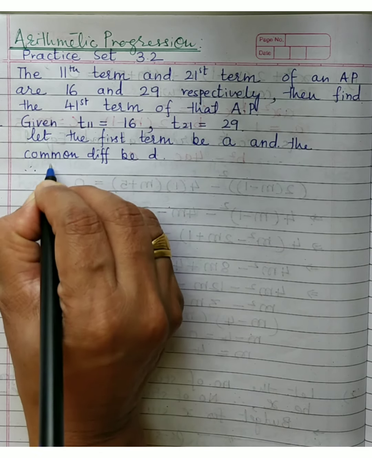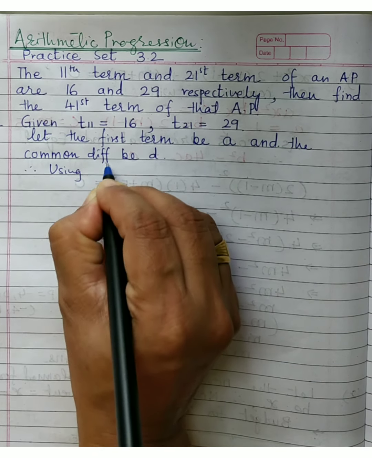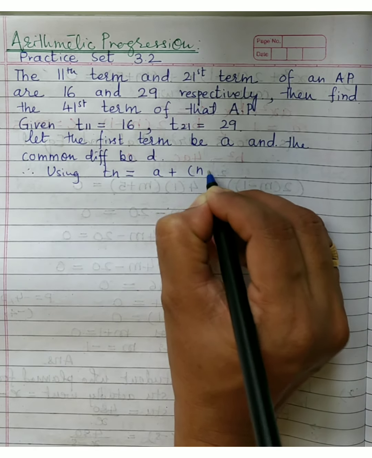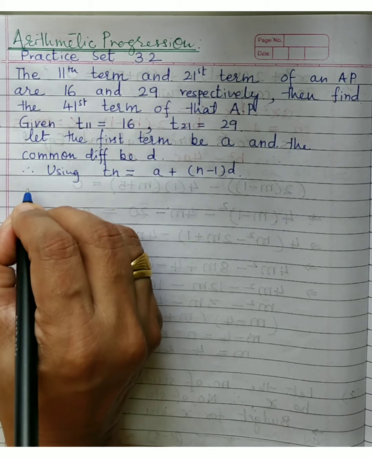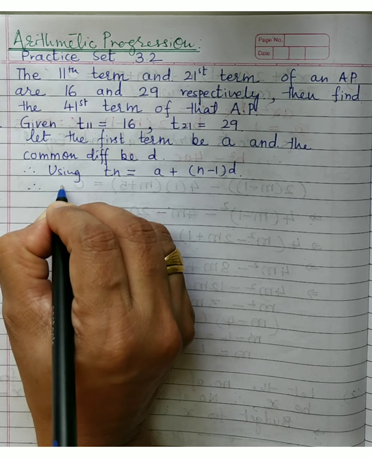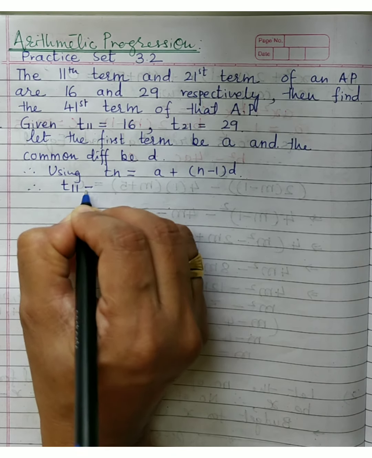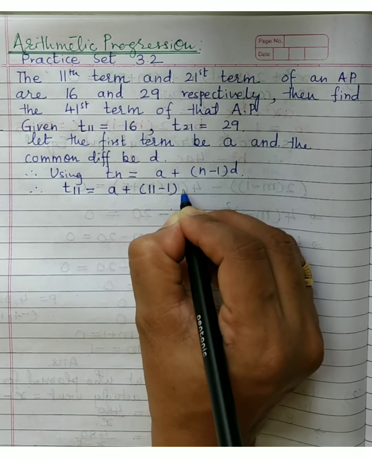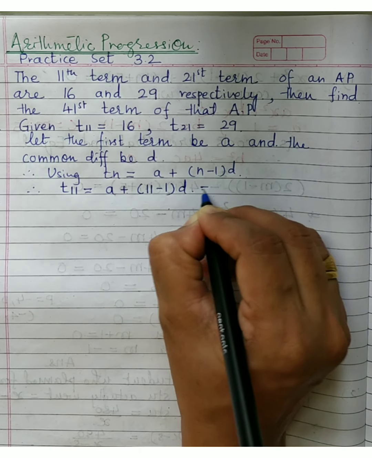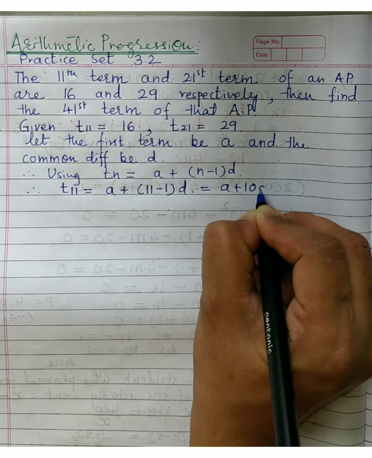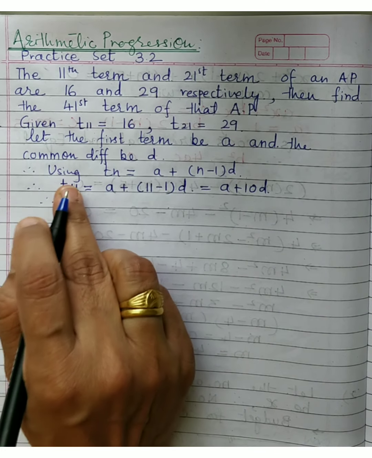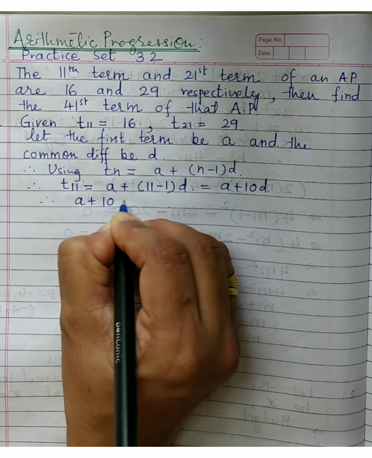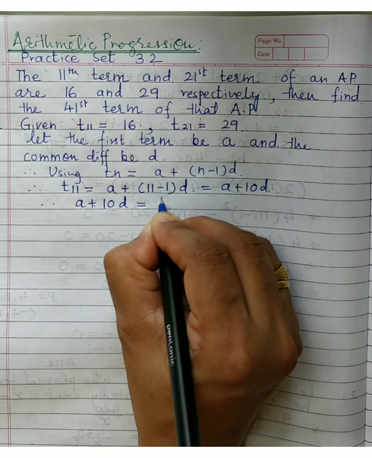You all know the formula. Which formula are we using? Tn is equal to A plus n minus 1 into D. This will give you T11 is equal to A plus 11 minus 1 into D, that is A plus 10D. And also the value of the 11th term is given as 16, right? So the first equation you find here is A plus 10D is equal to 16.